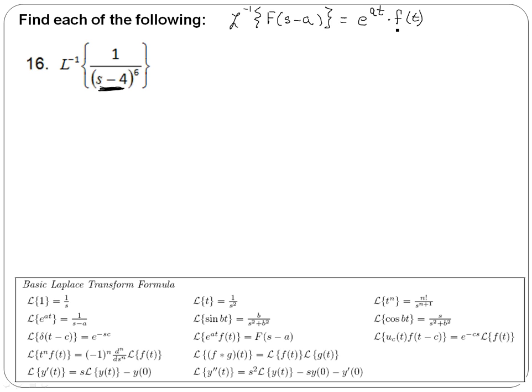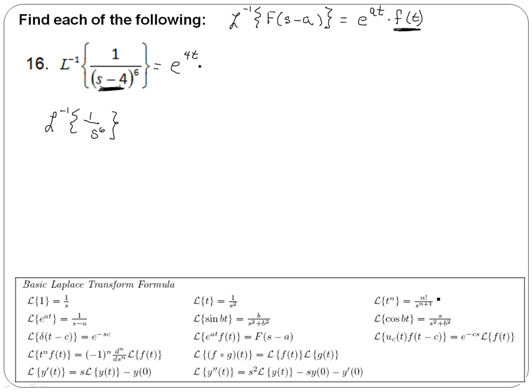Okay, so what I'm looking for is this f of t, and I know that because I've got this shift of 4 units that my a is 4, and that automatically gives me an e to the 4t. But what I need to look up is the inverse Laplace of 1 over s to the 6th. So if you take that shift away, then what function are you left with? And how do you find the inverse Laplace of that?